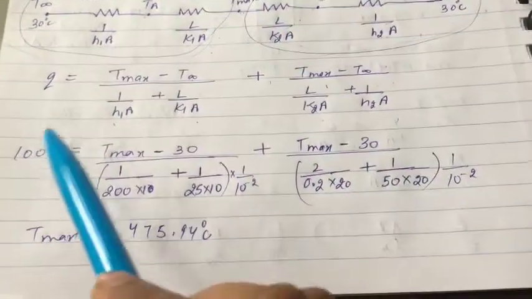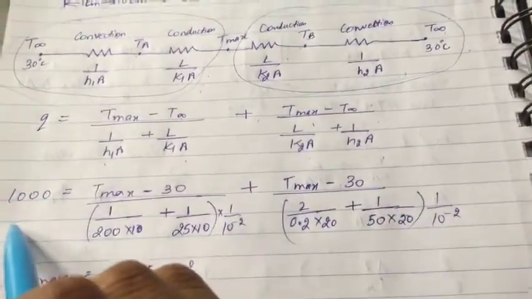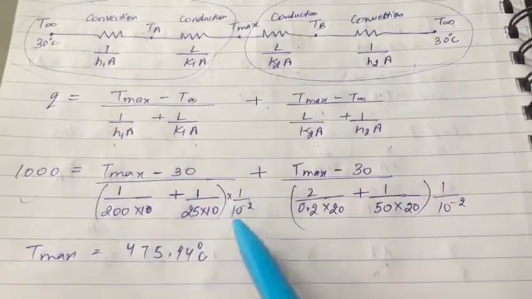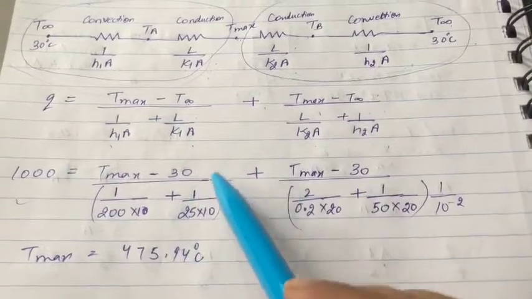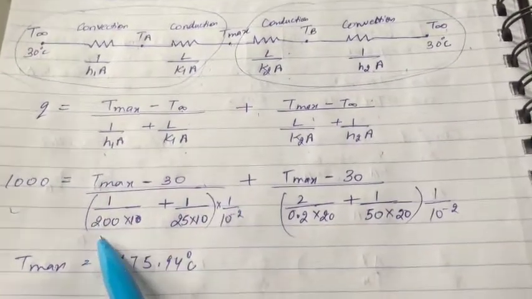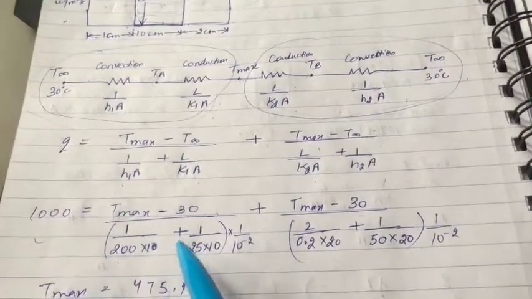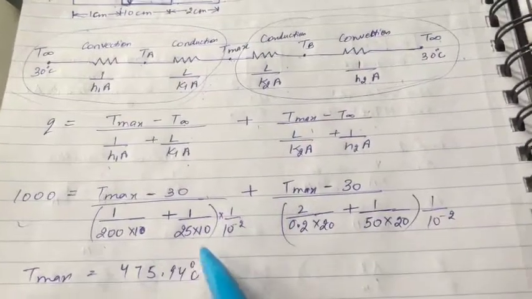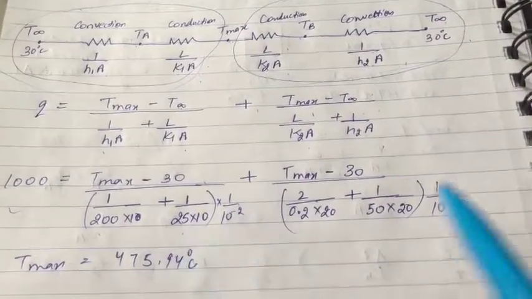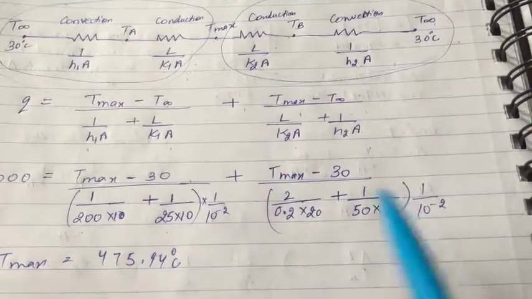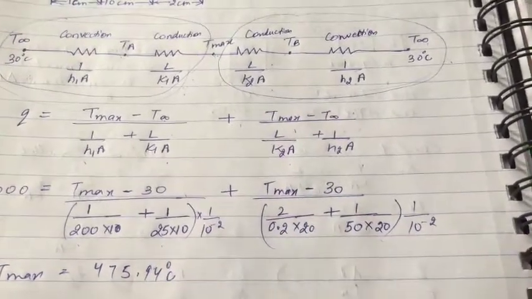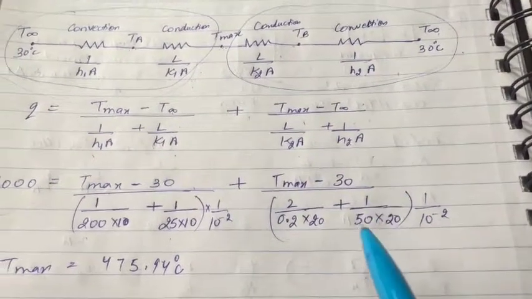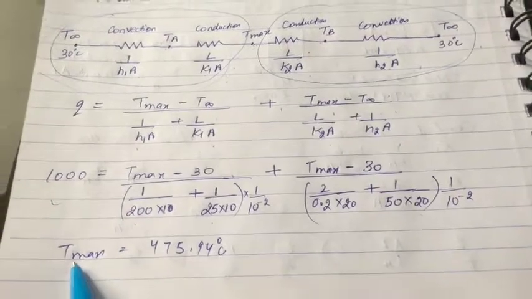Now substituting all the values, Q we know is given to us as 1000 watt for the electric heater. T infinity, the surrounding temperature, is 30 degrees. H1 is given to us as 200, and the area for slab 1 is 10. Then K1 is given to us, and similarly for the next slab we have K2 and area is 20. Then putting all the values, we can calculate our T max.